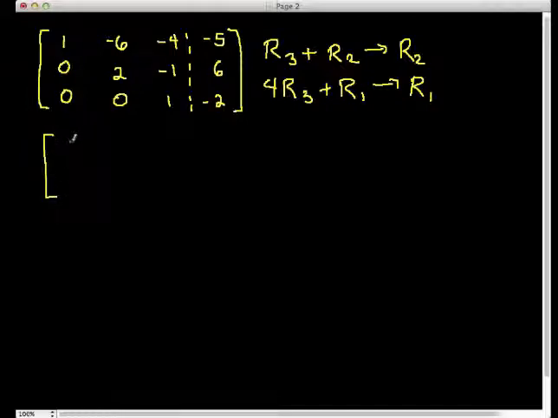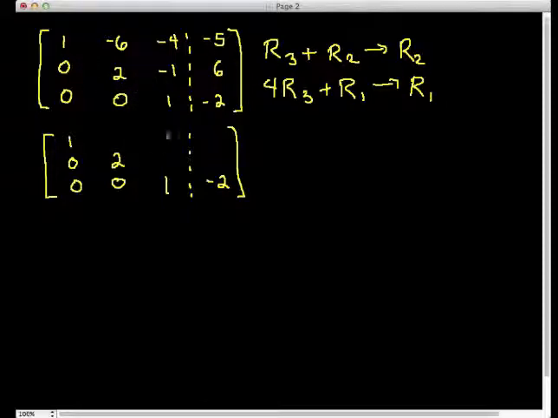Let's see. Nothing whatsoever is going to change in the third row. It's already in as nice a form as we could want. But these other guys could change. If I take row 3 plus row 2, I can just add those and put those in. 0 plus 2 is going to give me a 2 here. 0 plus 0, of course, gives me 0 there. I'm going to have a 0 here. And then 6 plus minus 2 is 4. Very nice. And now I will take 4 times this third row and add it to the first row.